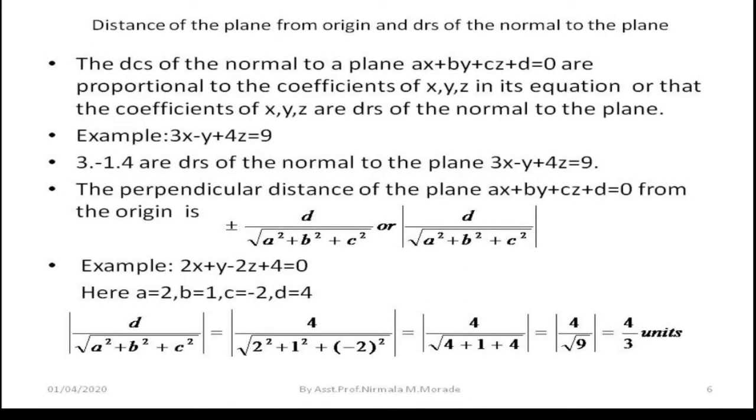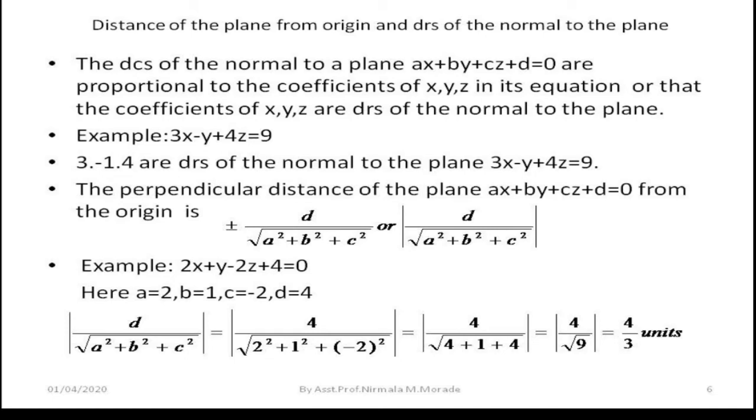Now we see some notes or important points. Ax plus by plus cz plus d equals 0 is the general equation of plane. In this equation, the coefficients of x, y, z, that is a, b, c, represent the DRs of the normal to the plane. For example, if 3x minus y plus 4z equals 9 is the equation of plane, then 3, minus 1, 4 are the DRs of the normal to the plane.